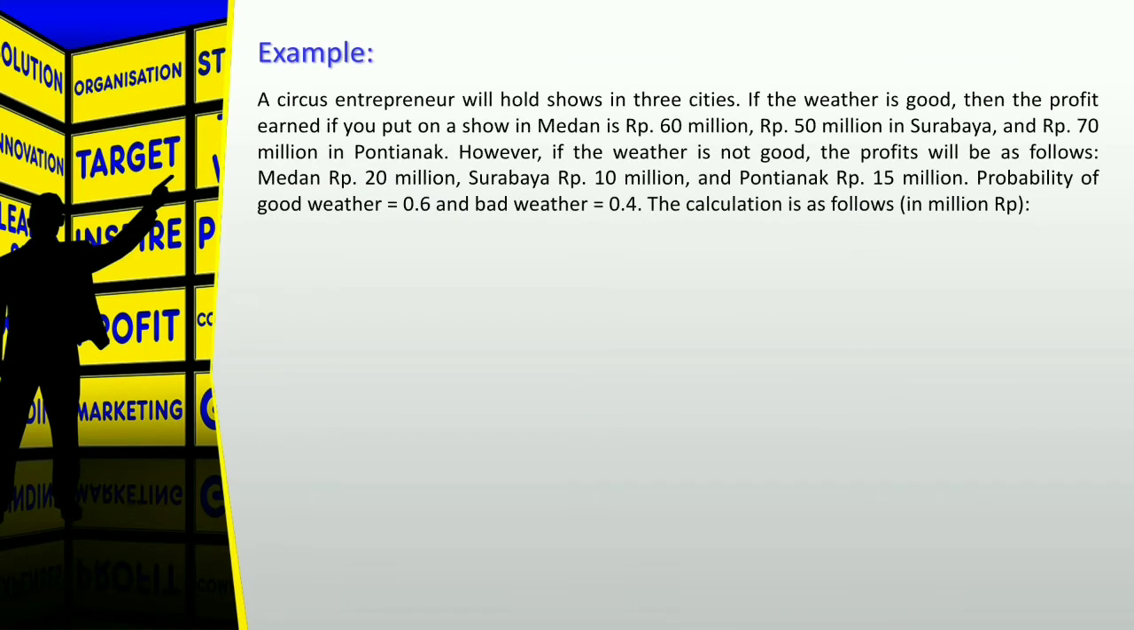Example: a circus entrepreneur will hold a show in 3 cities. If the weather is good, the profit from a show in Medan is 60 million rupiah, 50 million rupiah in Surabaya, and 70 million rupiah in Pontianak. However, if the weather is not good, the profits will be as follows. Medan is 20 million rupiah, Surabaya is 10 million rupiah, and Pontianak is 15 million rupiah. The probability of good weather equals 0.6 and bad weather equals 0.4. The calculation is as follows, in millions of rupiah.